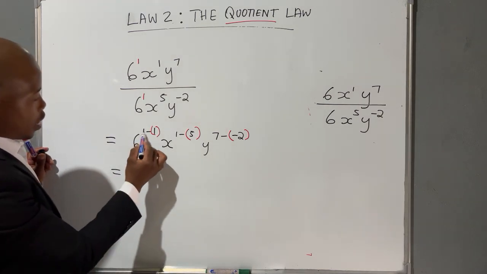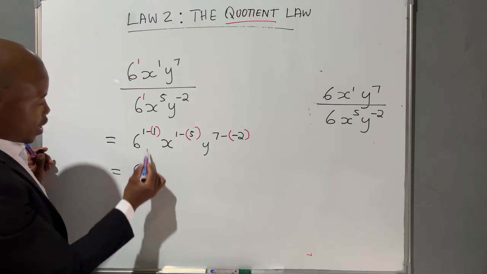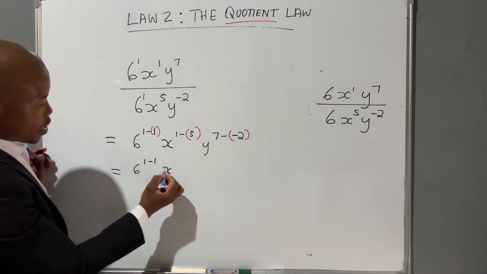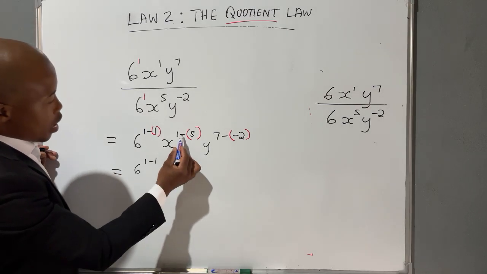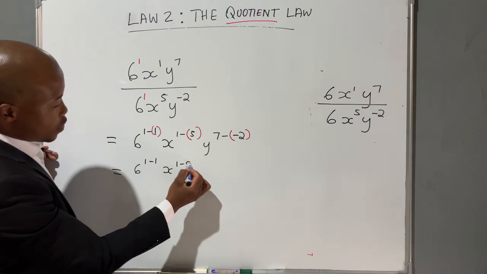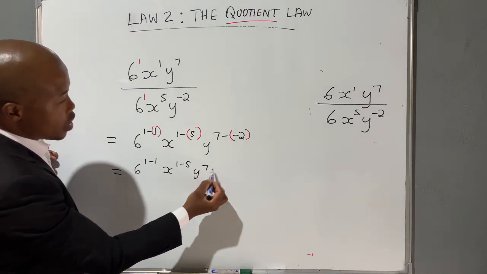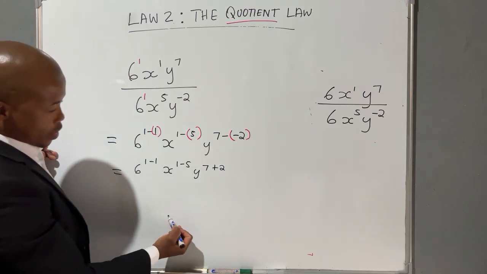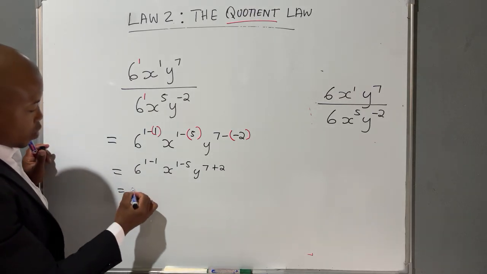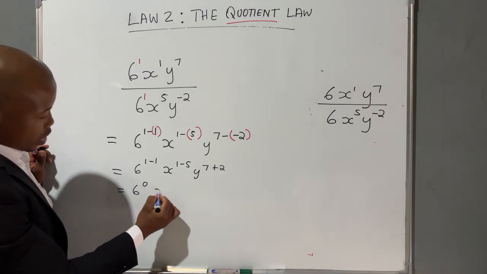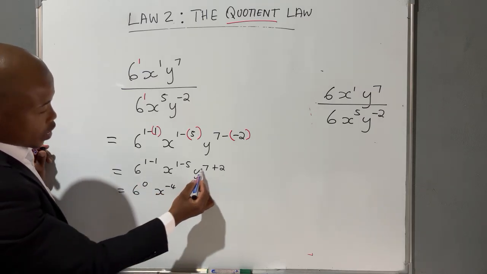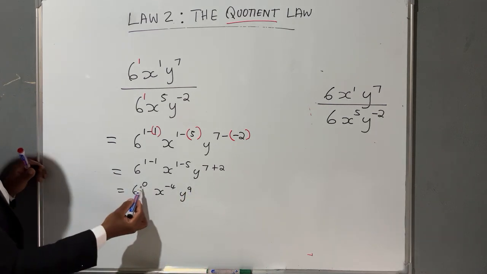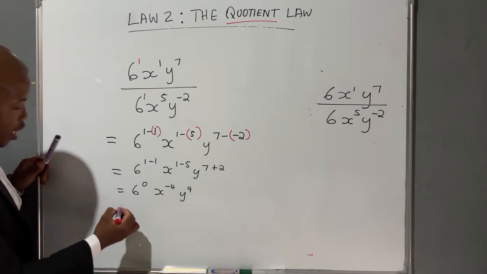So 6 and then it's going to be 1, right? Negative times positive is still negative, so negative 1. And then x and then 1. Negative times positive is still negative, right? And then y and then 7. And then negative times negative becomes positive. So this is like this, right? Equals to, this becomes 6 to the exponent 0. This becomes x to the exponent negative 4. And then this becomes y to the exponent 9, right? 6 to the exponent 0 is 1.